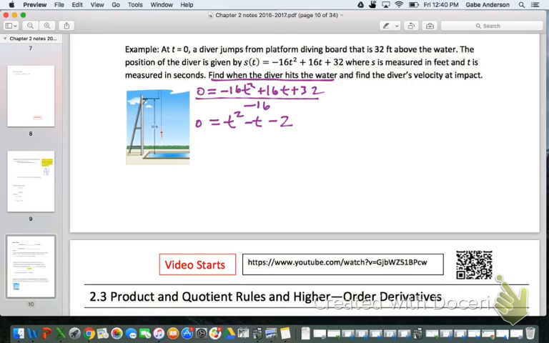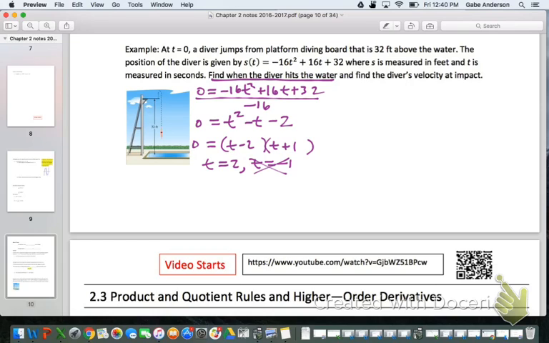Mark, what do you think about factoring here? It's negative 2 and 1. Okay, so yeah. t minus 2, t plus 1. So then for our times, we would get t equals 2, t equals negative 1. Which one do we ignore because it's a guy diving off of a diving board? Negative 1, right? He's not going to hit the water 1 second before he dove. It's a little bit weird, right? Not going to happen. So the t equals 2 makes sense.